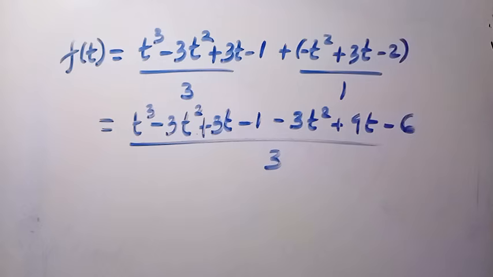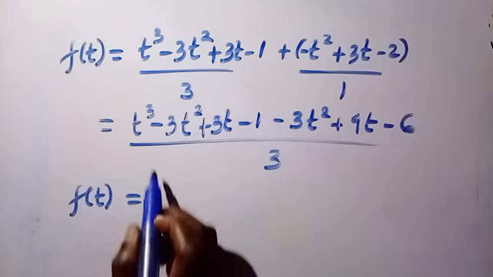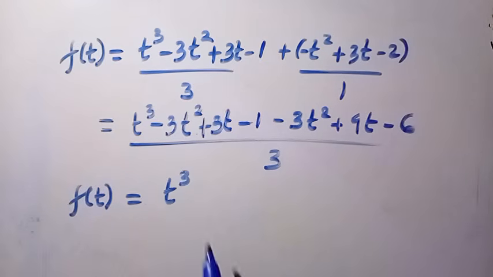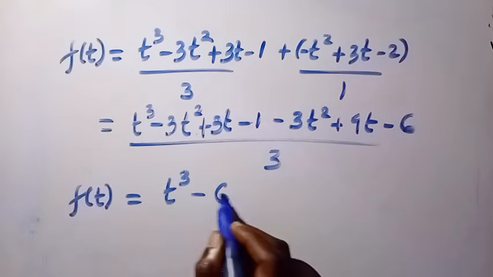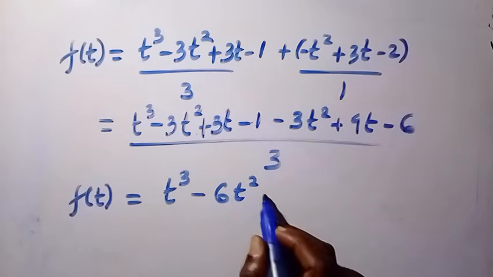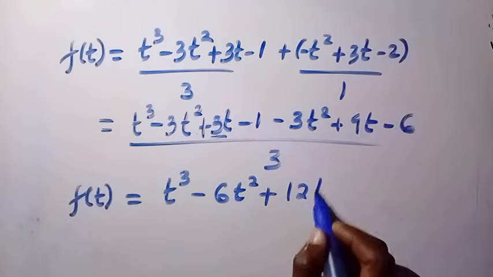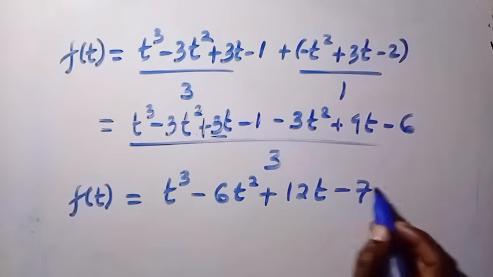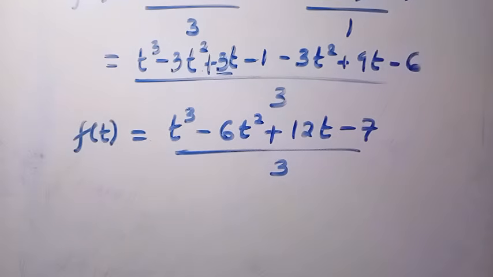And again, we are going to have f of t equals t cubed minus 3t squared minus 3t squared gives us minus 6t squared, and plus 3t plus 9t gives us plus 12t, and this is minus 7, all divided by 3. If this is f of t, makes sense?